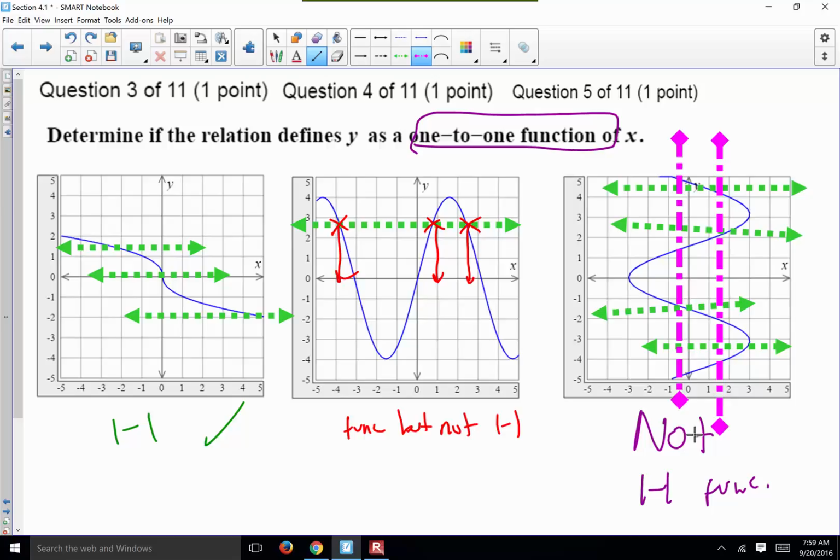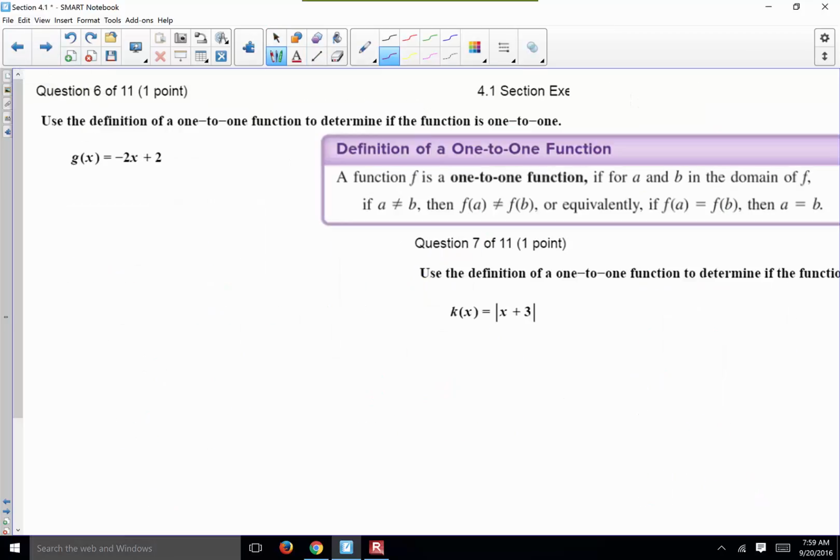First thing you need to test is whether that thing is a function. Then we check one-to-oneness. If one of them is violated, we'd call it not a one-to-one function. So that was a tricky one. Alright.